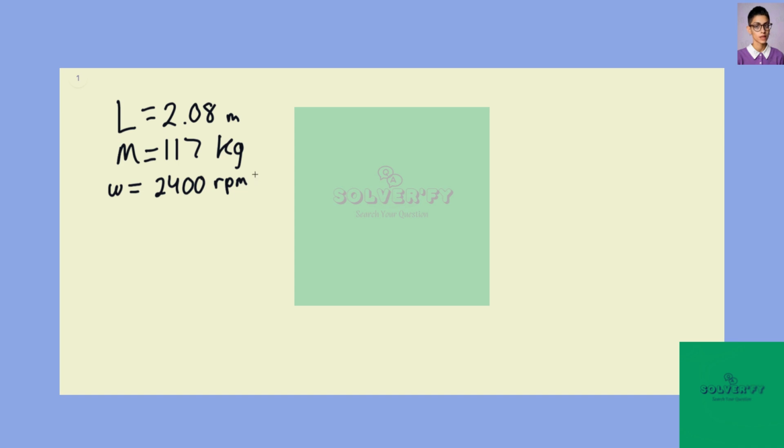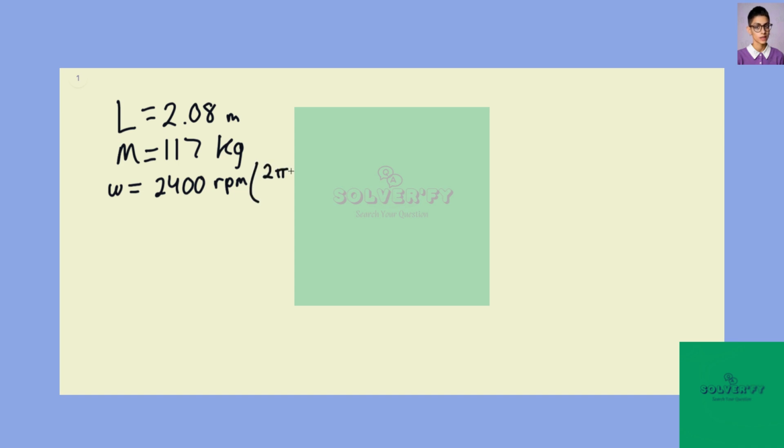So here we have an airplane propeller, and we need to find the rotational kinetic energy. We have some givens: the length of 2.08 meters. We have a mass of 117 kilograms. We have a constant angular velocity of 2,400 RPM, revolutions per minute.